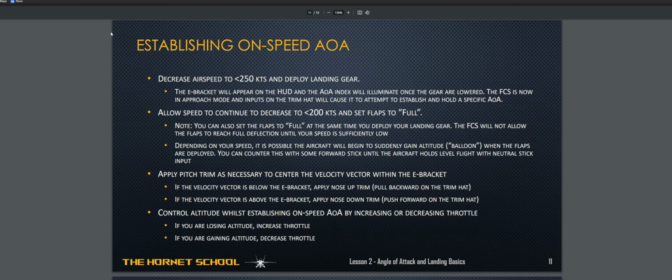Control altitude whilst established on-speed AoA by increasing or decreasing throttle. If you are losing altitude, increase your throttle. If you are gaining altitude, decrease your throttle.